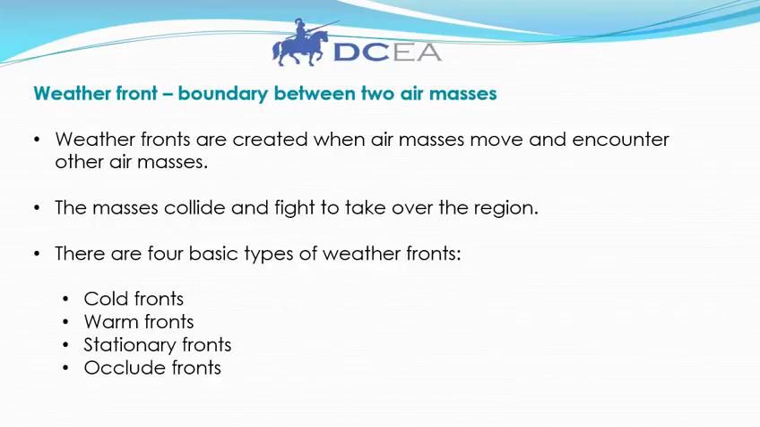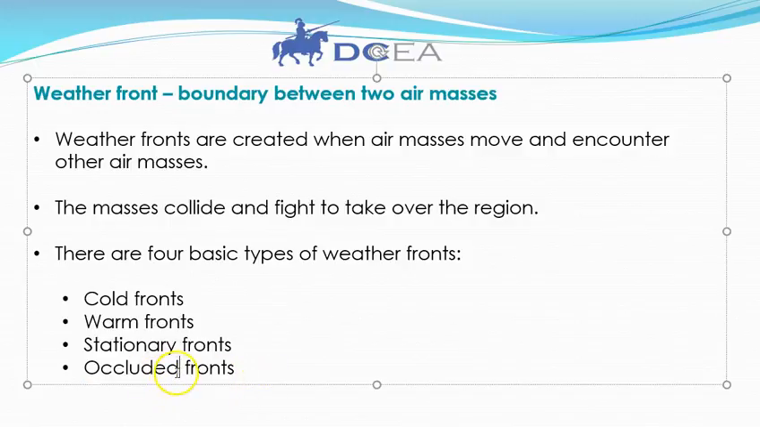These air masses cause weather fronts. A weather front is a boundary between two air masses. Weather fronts are created when air masses move and encounter other air masses. The masses collide and fight to take over the region. There are four basic types of weather fronts. We have cold fronts, warm fronts, stationary fronts, and occluded fronts.